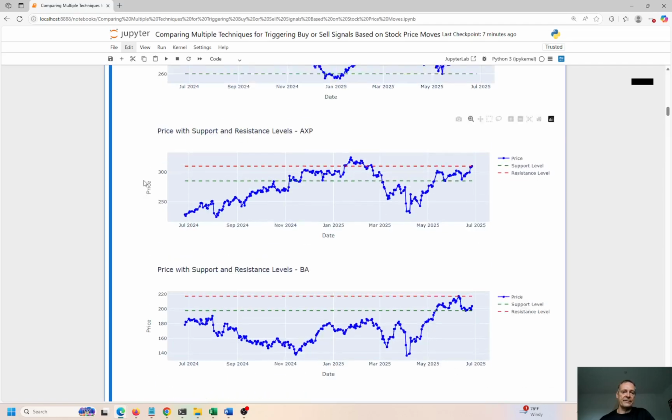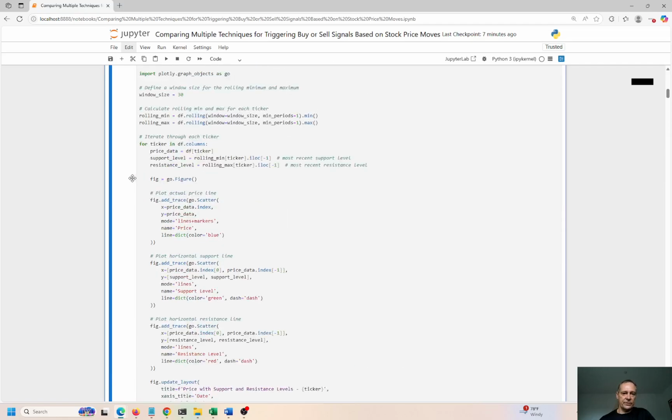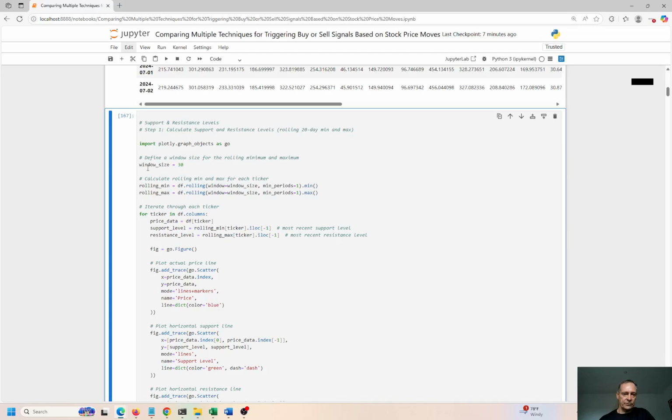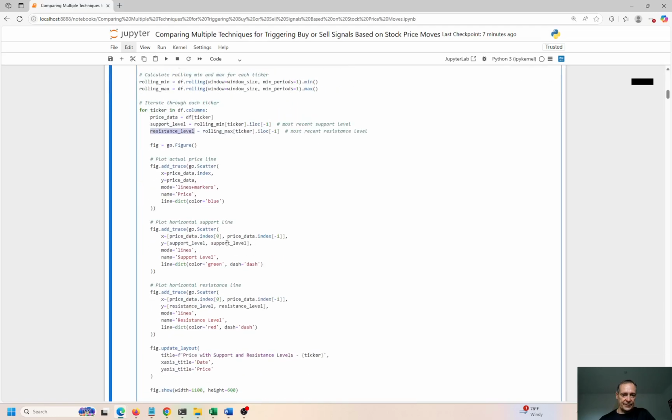And these are set at 0.7 and 0.3. So if you look closely, rolling window 30, and again, the support level is on the bottom and the resistance is on the top.